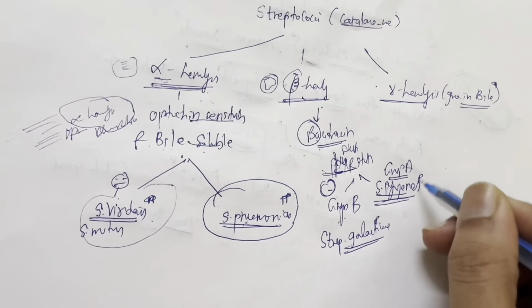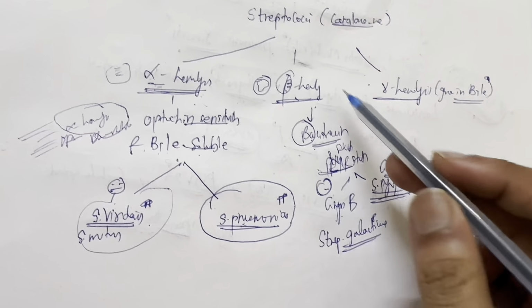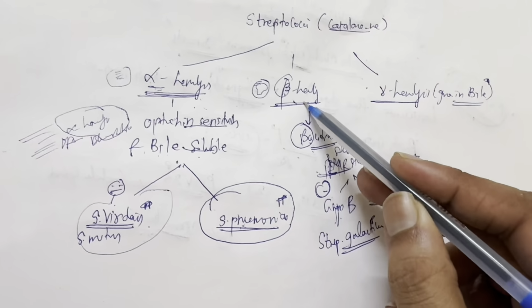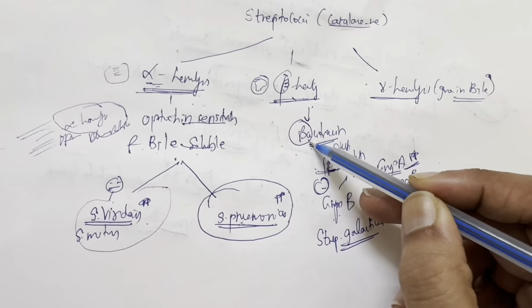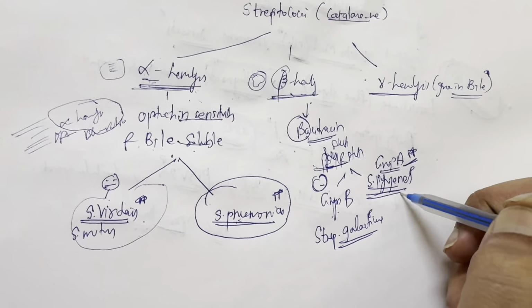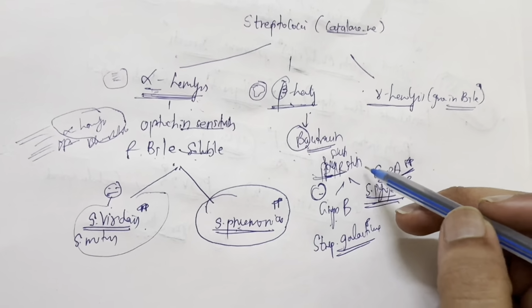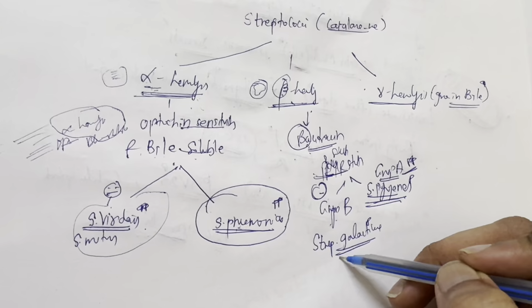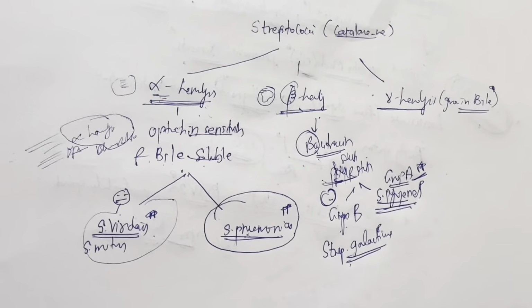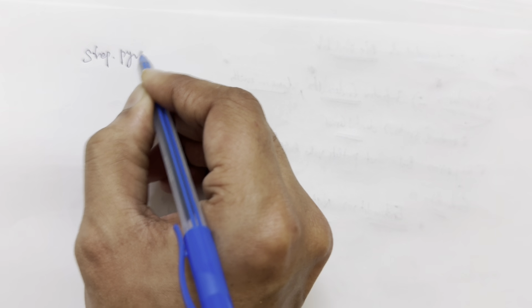So the first thing we'll discuss is Strep pyogenes. If you remember, Strep pyogenes shows beta hemolysis. For beta hemolysis organisms, we do bacitracin testing, and Strep pyogenes is sensitive to bacitracin, whereas Strep agalactiae is resistant to bacitracin. Let's discuss Strep pyogenes.